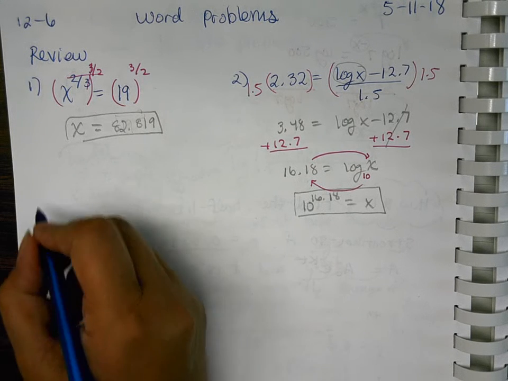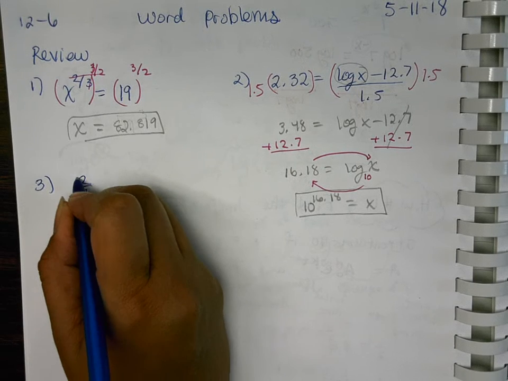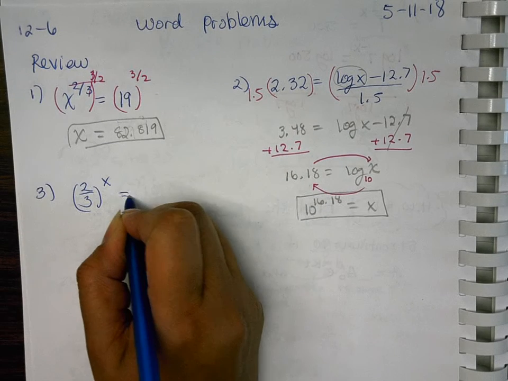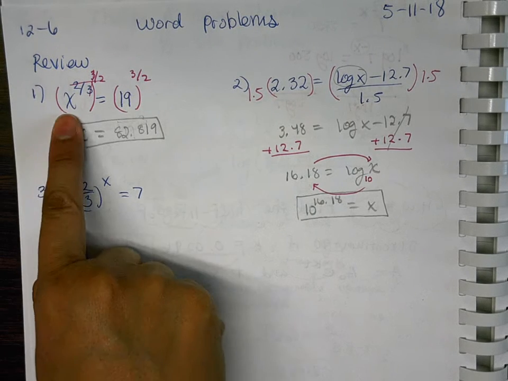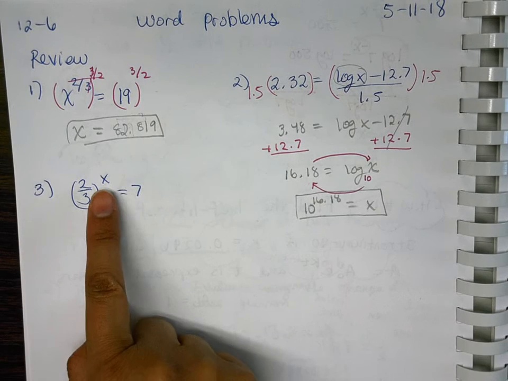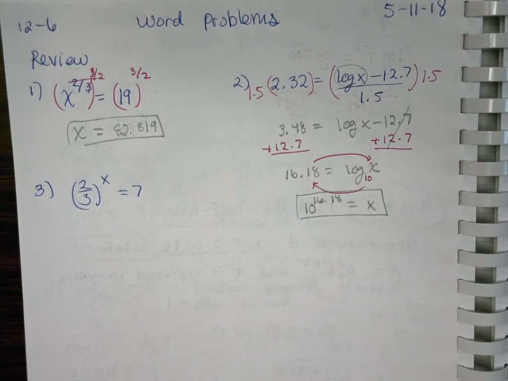Okay, number 3. 2/3 raised to the x equals 7. All right, we've had x in 3 different places: as a base, part of a log, and now where is the x? As an exponent. Who remembers what we do to both sides? This was in the video notes on Wednesday.